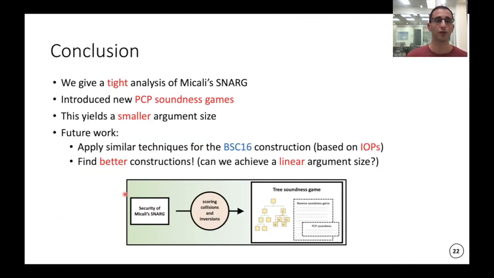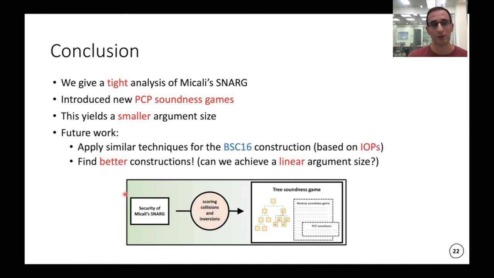Okay, so, conclusion. We gave a new and tight analysis of Micali's SNARGs. This is a new upper bound and a matching lower bound. To do that, we had to introduce some new PCP games, which I think are interesting in their own right, in particular this reverse soundness game. We also got new and smaller argument sizes, both theoretically and practically.